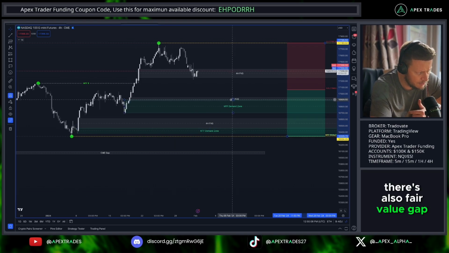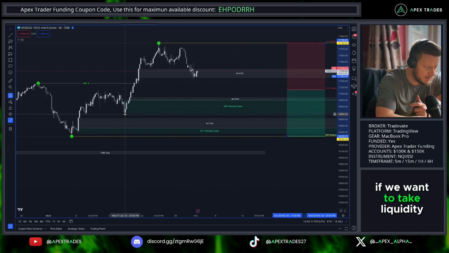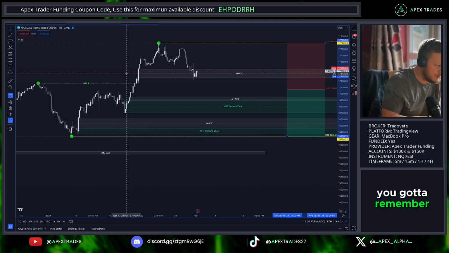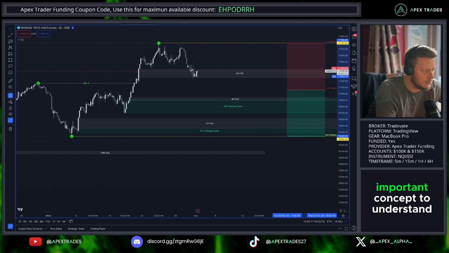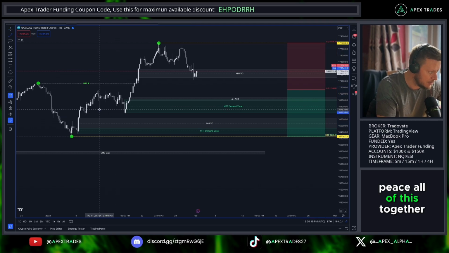There's also a fair value gap, and then below that again, if we want to take liquidity, because look, you've got to remember there's also some other elements that we need to map out that I think are important concepts to understand, to piece all of this together.